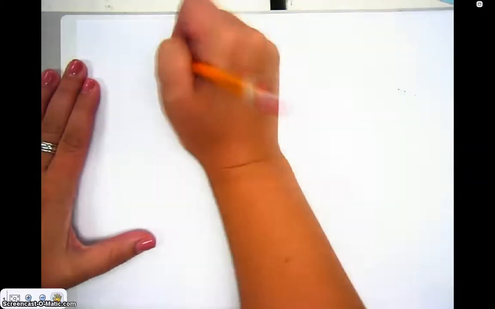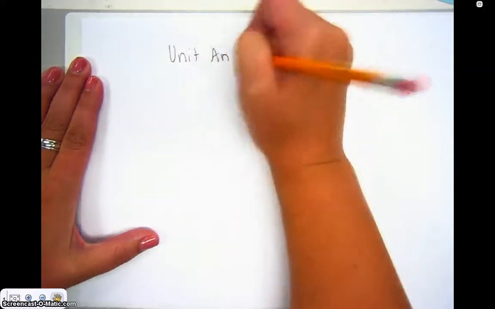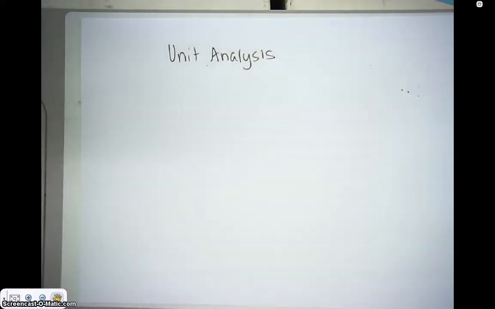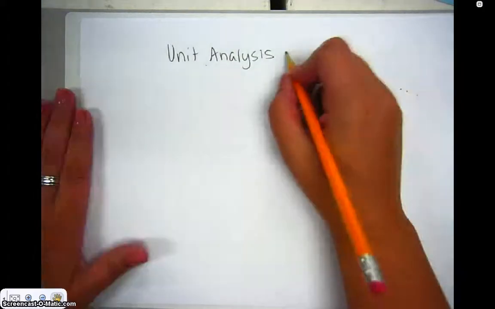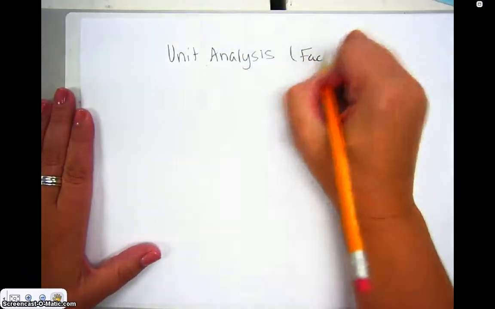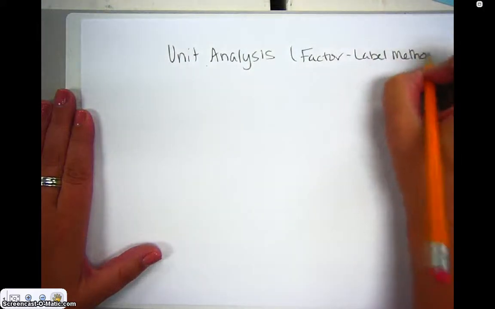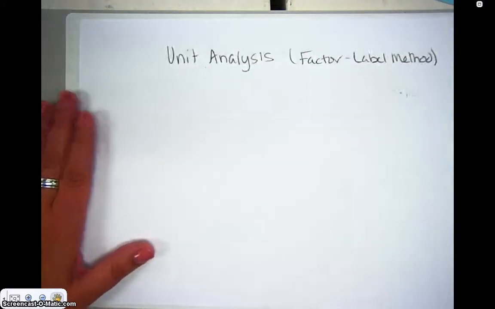In this video, we're going to learn about a process of conversion called unit analysis. Unit analysis is also called the factor label method. You might see that on some things. Let me write that here, so if you ever come across that, you know what we're talking about, okay?